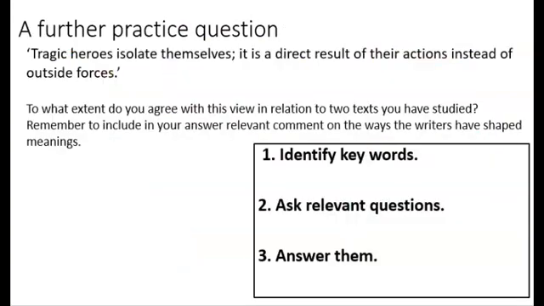The second suggestion I'm going to give you is to have a go at a further practice question for paper 1, section C. So here is our statement. Tragic heroes isolate themselves. It is a direct result of their actions instead of outside forces. See if you can go through those 3 steps yourself. Identify the keywords. Don't forget that hinge word, that extreme statement. Ask relevant questions of them and then spend some time, maybe 3 or 4 minutes, answering those questions and really thinking about how it relates to our 2 texts.